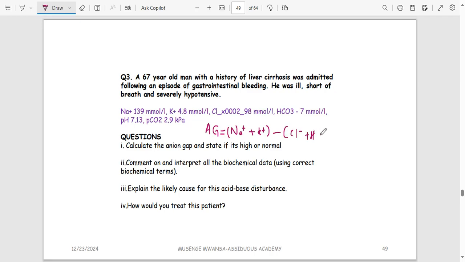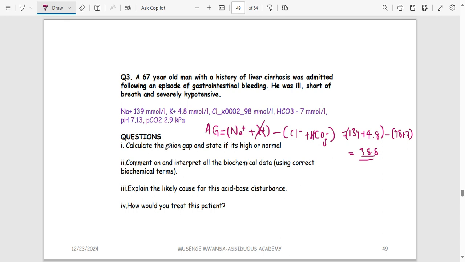So you add the positive ions, you add the negative ions, and then you remove the negative from the positive. So sodium is 139, potassium is 4.8, you are removing chloride, that's 98, plus bicarbonate, which is 7. So this is going to give us 38.8, and this is high. You can as well just use sodium without including potassium. It is still okay. That's actually what was used in the lecture notes.